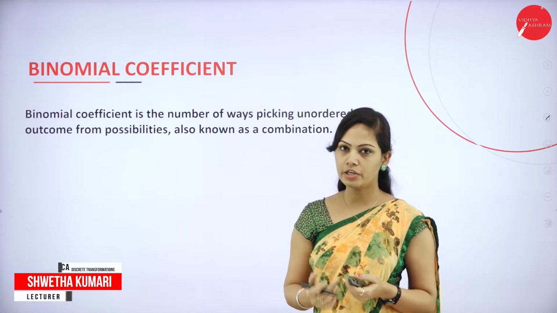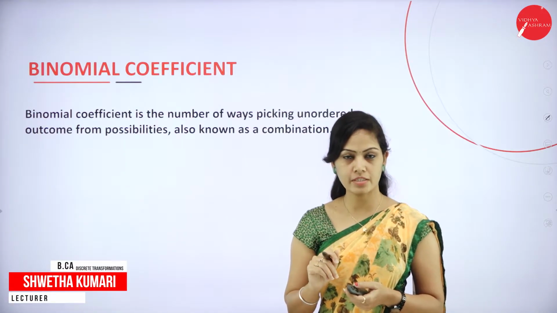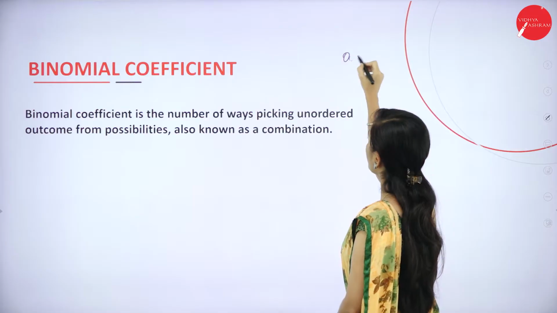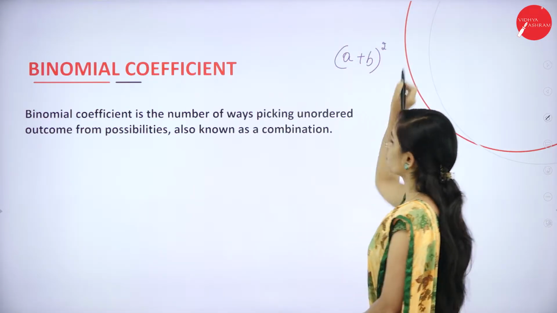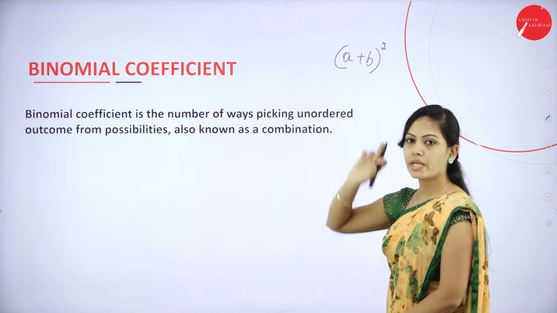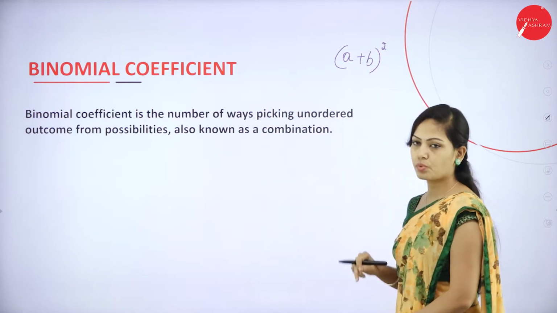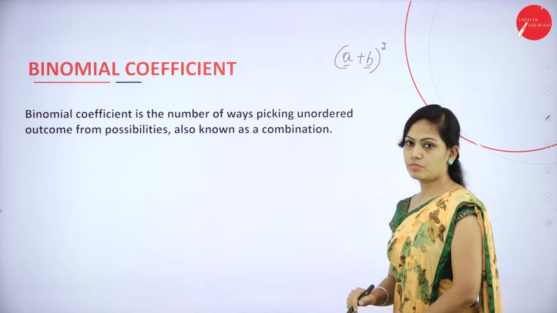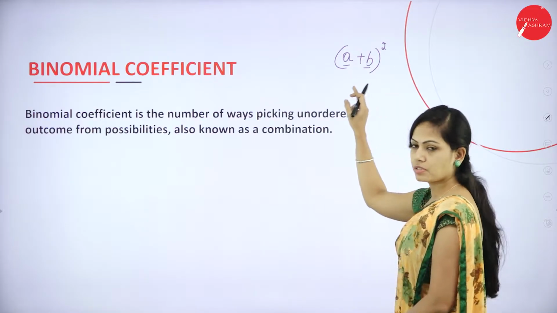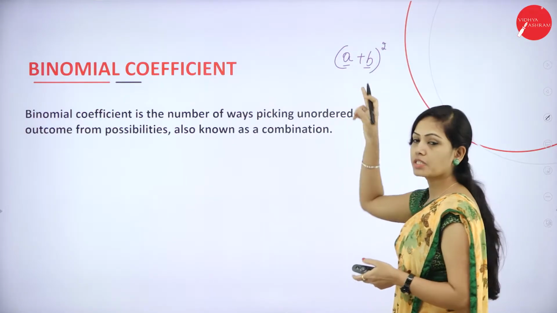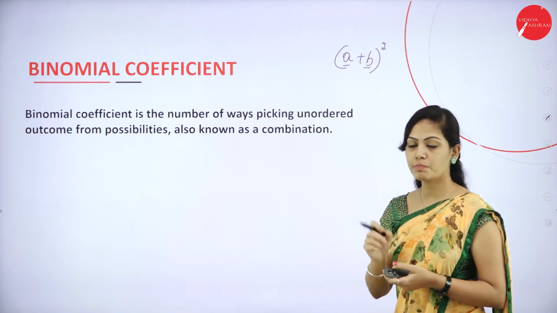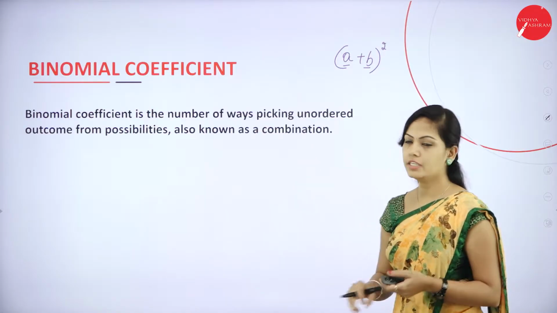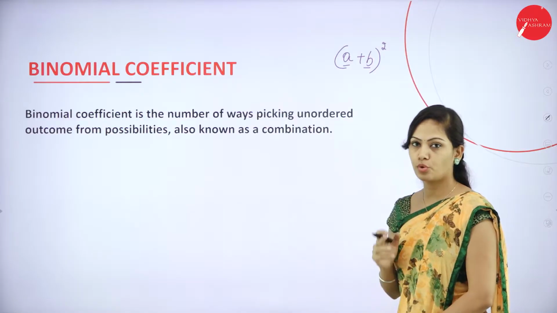What is the meaning of binomial? Bi means two, right? So binomial coefficient. For example, a plus b whole square. I have written one expression, right? In this expression we have two terms, the first term and the second term. Whatever the expression with two terms is known as binomial. If the expression consists of two terms, it is binomial. Bi means two. The given expression contains two terms, known as binomial.